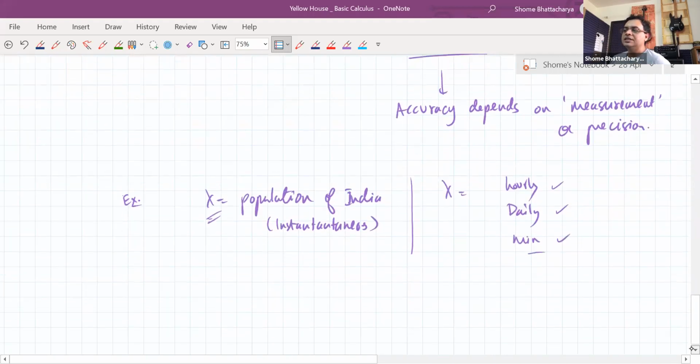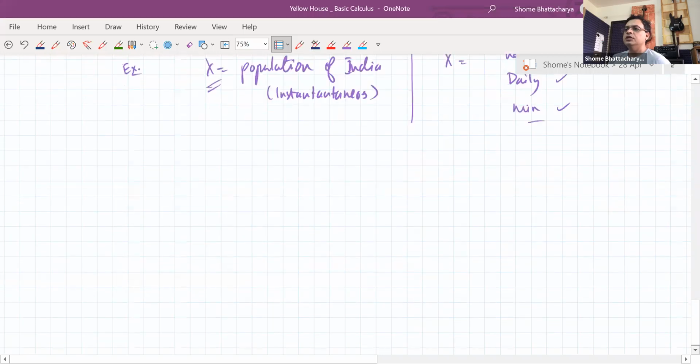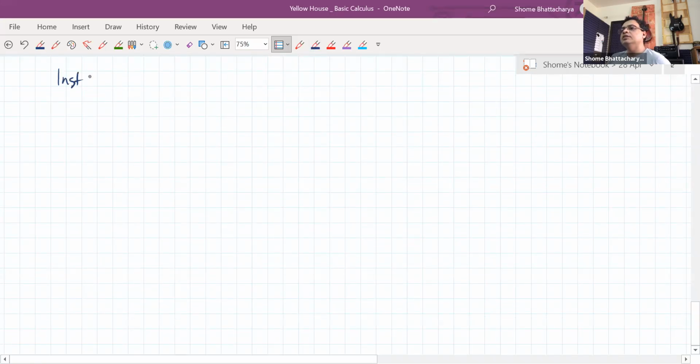Now coming back to instantaneous speed, we generally denote it with a symbol V instead of V average. So this is nothing but speed at an instant.